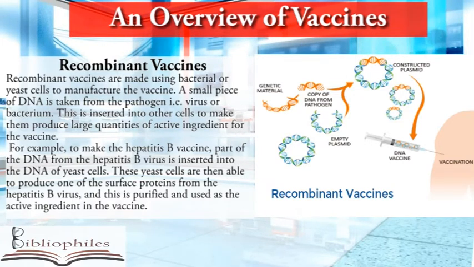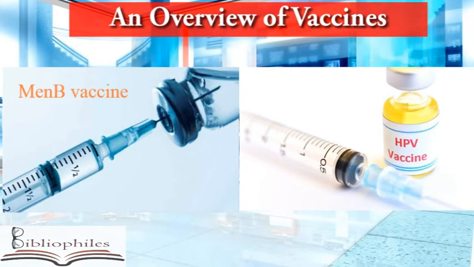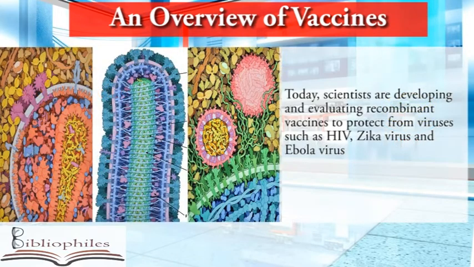Then these yeast cells are able to produce one of the surface proteins from the hepatitis B virus, and this is then purified and used as the active ingredient in the vaccine. Now, examples of recombinant vaccines other than the hepatitis B vaccine include the HPV vaccine, that is the human papillomavirus vaccine, and the MenB vaccine, that is the meningococcal B vaccine. Today, scientists are developing and evaluating recombinant vaccines to protect from viruses such as HIV, Zika virus, Ebola virus, etc.